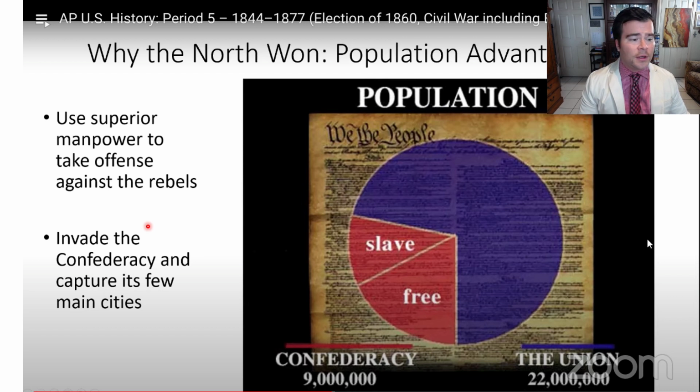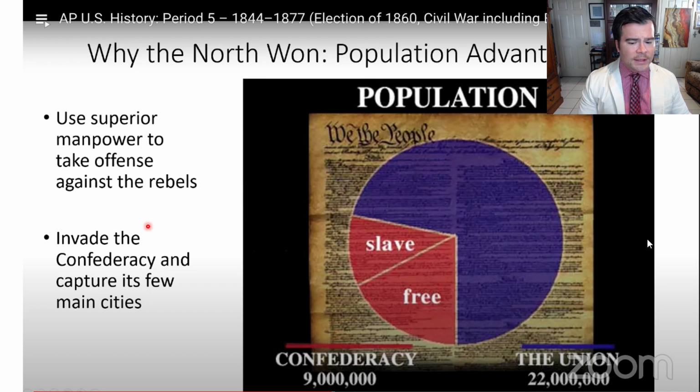Why did the North win? They had like 2 times the people, guys. It's like 21 million to like 9 million in terms of population. And out of the 9 million people in the South, a third of them are going to be slaves. And they're not going to want to fight like, yeah, I'm a slave, I want to fight to keep slavery still. No, probably not going to happen, guys.